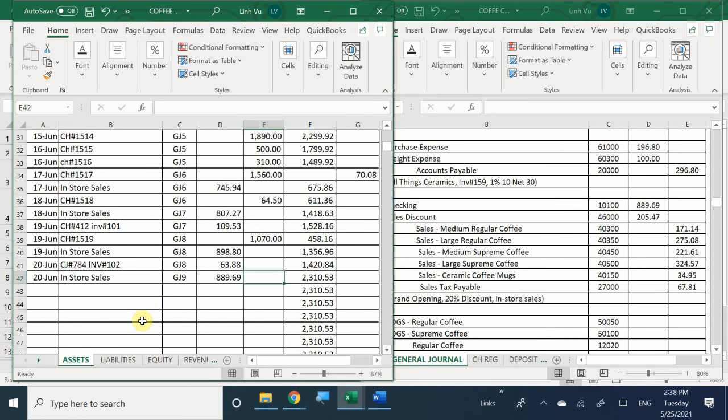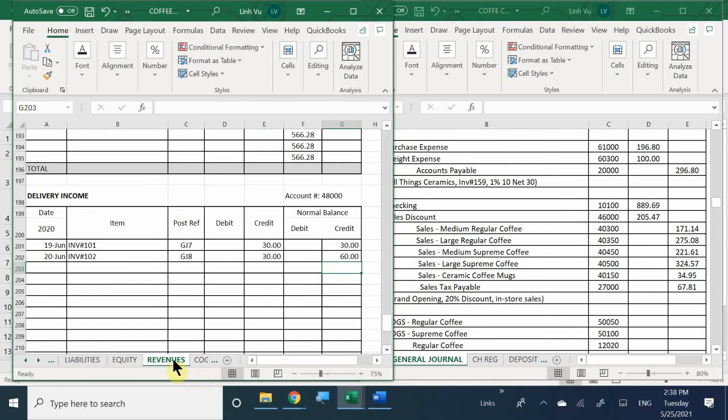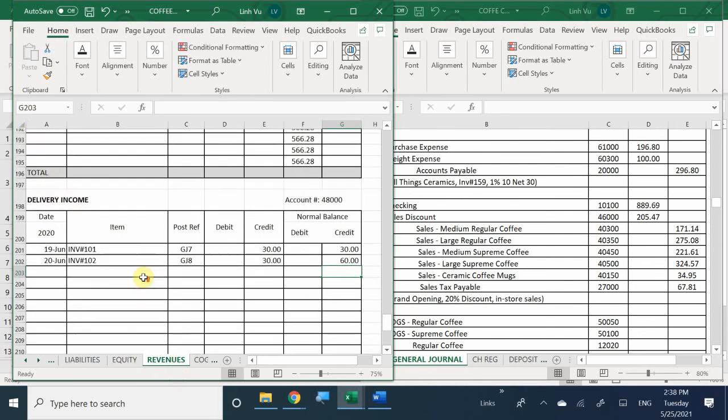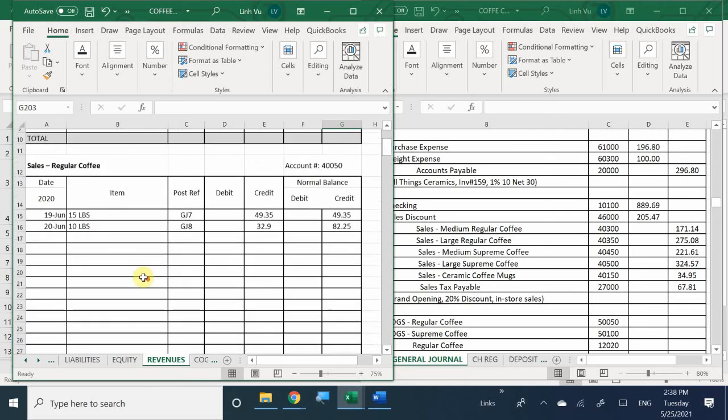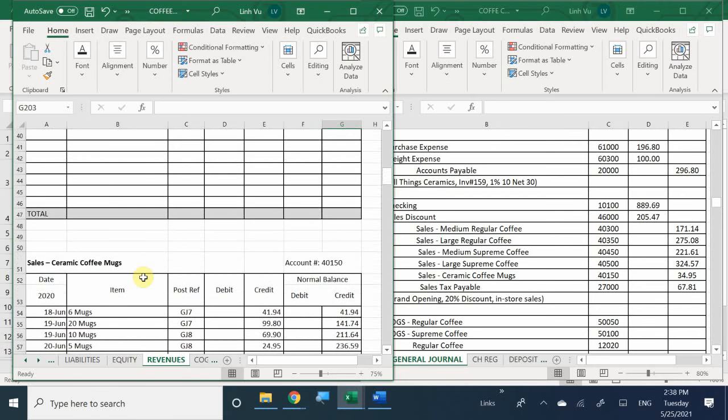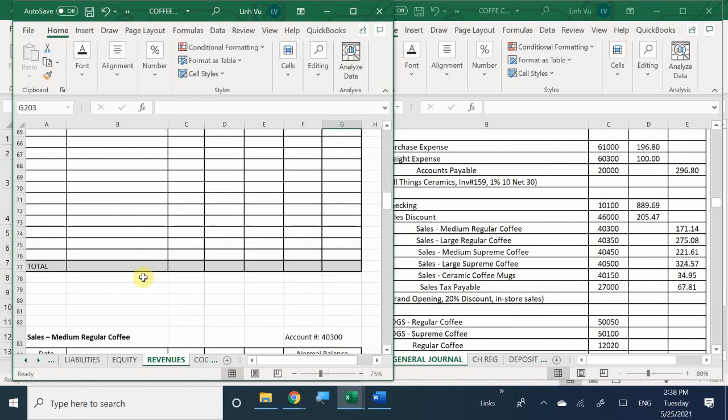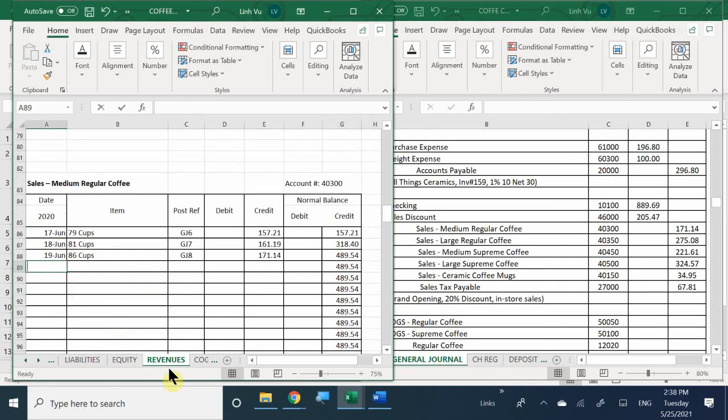Okay, so we're going to go to our revenues. Yes, my fault. June 20, and we sold 86 cups. General journal number 9, for a total of $171.14. Running total $660.68.